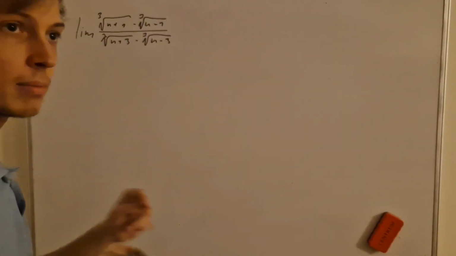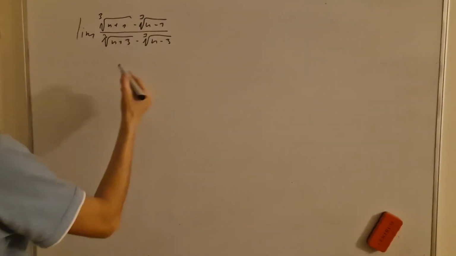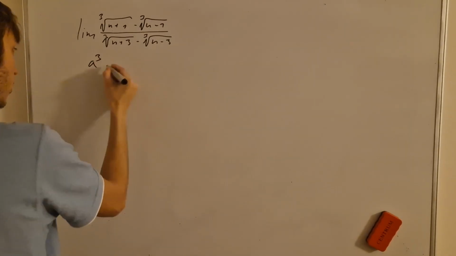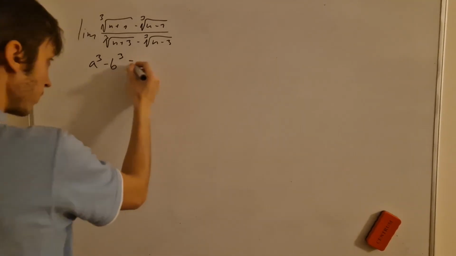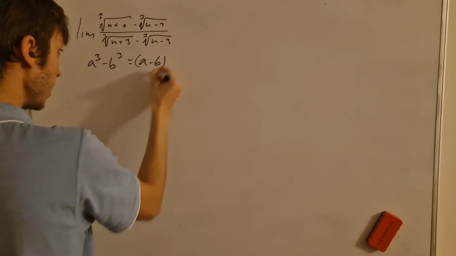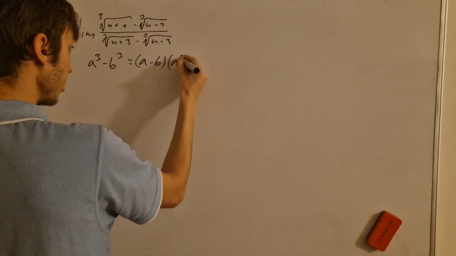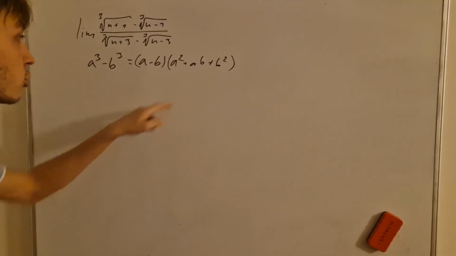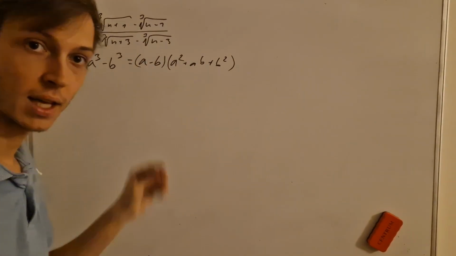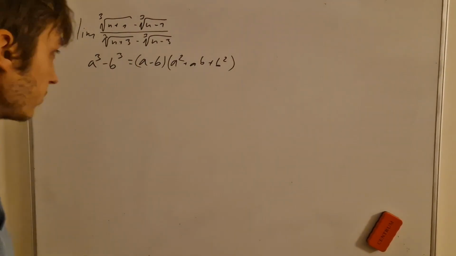And the main trick here will be this identity: a to the third minus b to the third equals a minus b in the first degree times a squared plus ab plus b squared. And the thing is, there's not 2ab, it's just ab. So the identity goes as follows.